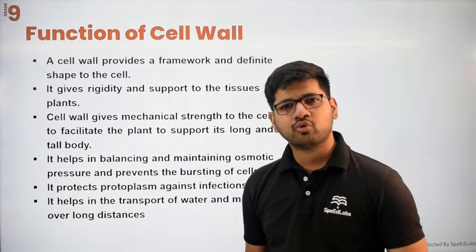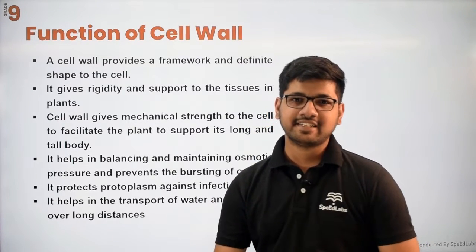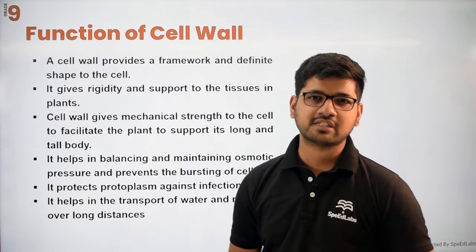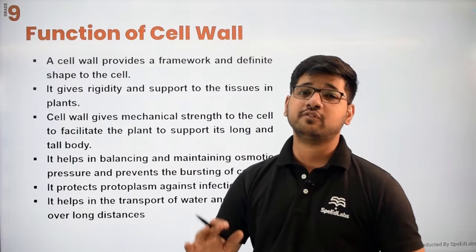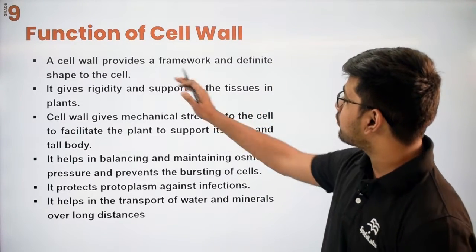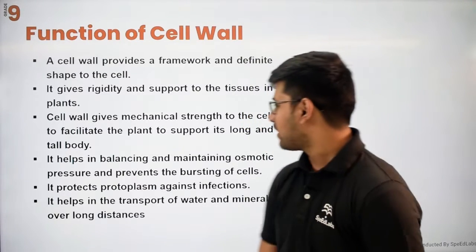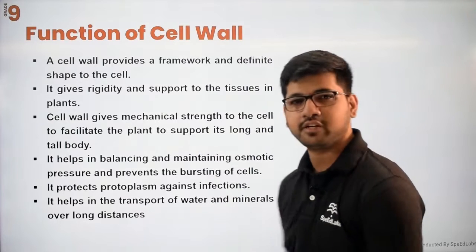Okay, you may know that a plant grows from a little sapling and it takes lots and lots of divisions, lots and lots of cellular and metabolic growth in order to achieve that girth, that strength that the plant has, and that is ensured with the help of the cell wall. Okay, it helps in balancing and maintaining osmotic pressure and prevents bursting of cells.